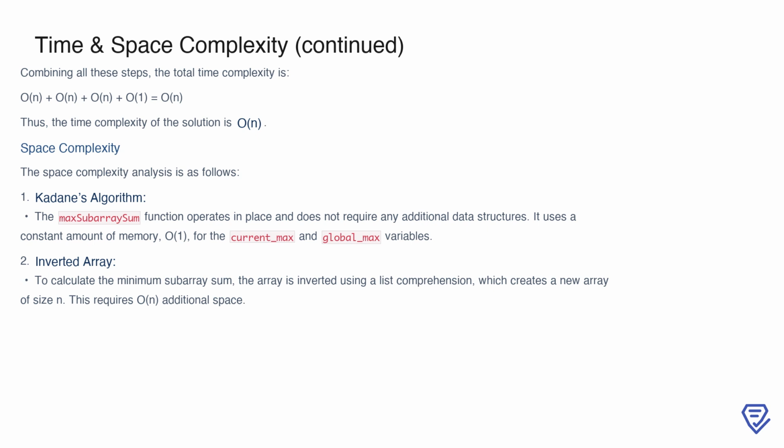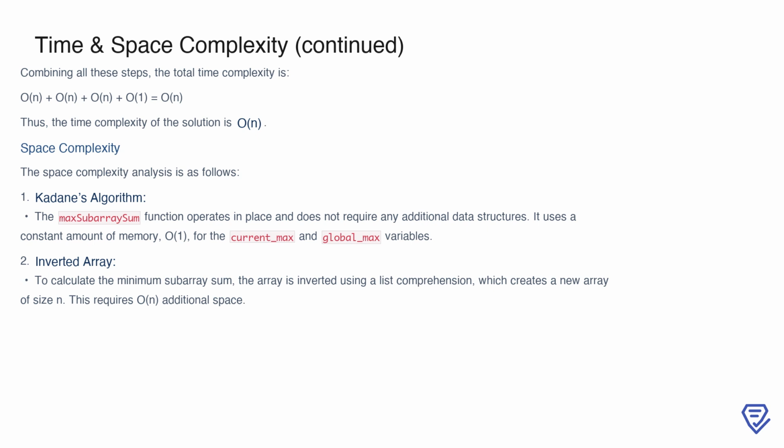Now let's turn our attention to the space complexity. Kadane's algorithm operates in place without requiring any additional data structures, as it uses only a constant amount of memory for variables like current_max and global_max. This contributes O(1) to the space complexity.